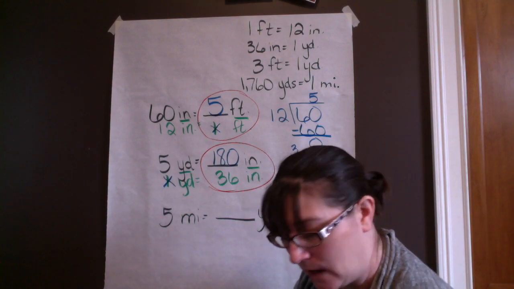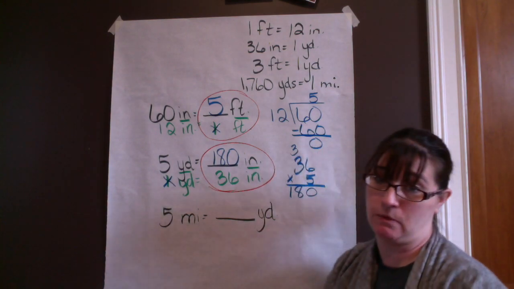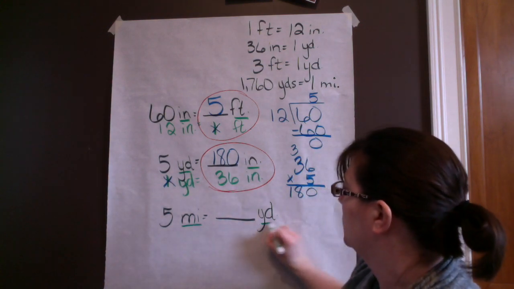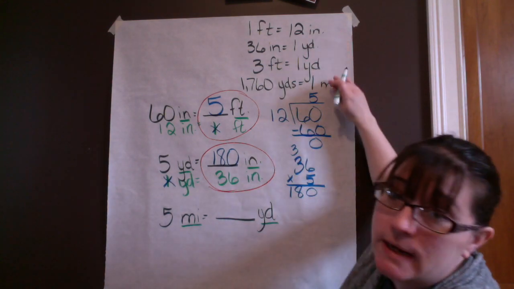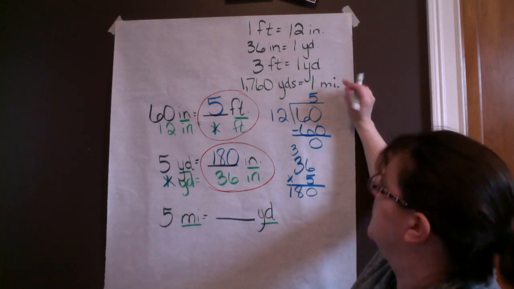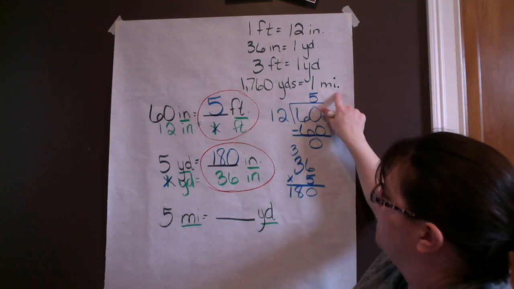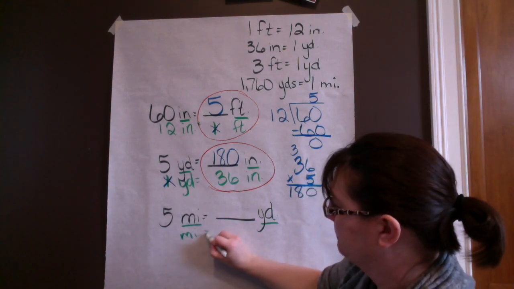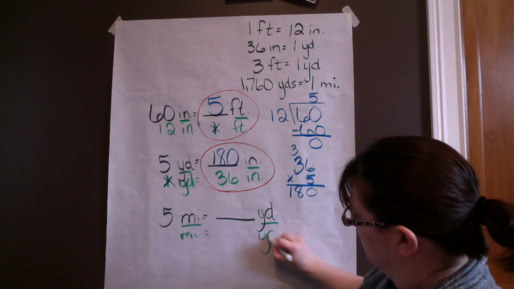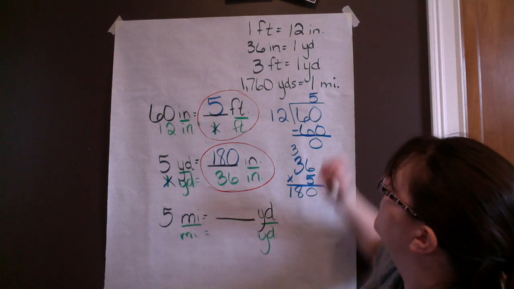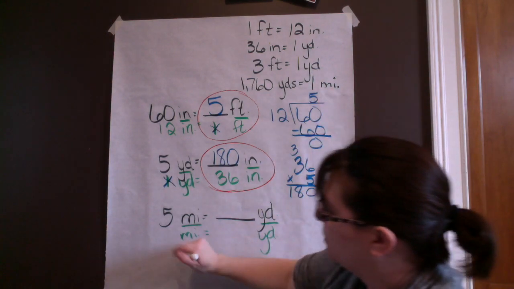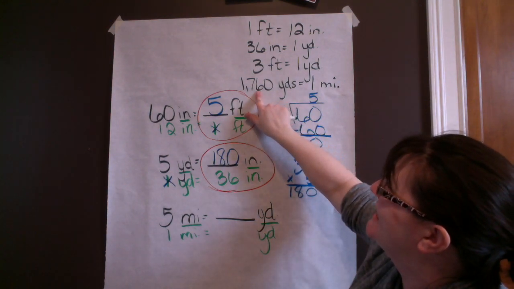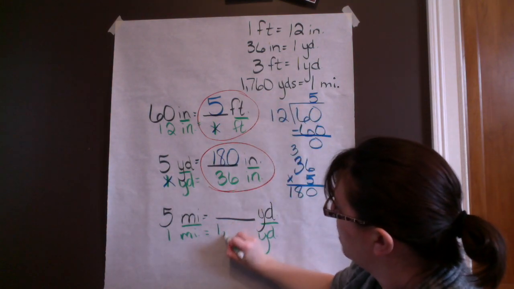Okay, so let's try this last problem here. Again, I'm looking for my labels. Miles, yards. Look up here, which one has both miles and yards in it? That's going to be my bottom one. So I'm going to write my labels, miles under miles, yards underneath yards. 1 mile, so put the 1 with the mile. 1,760 goes with the yards.